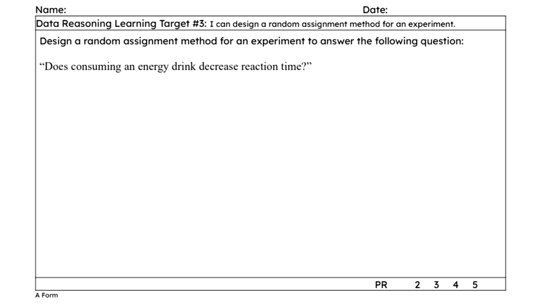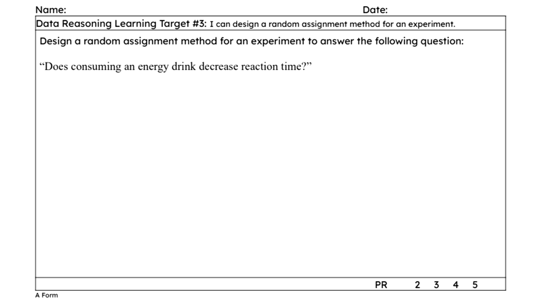So here I'd like to design a random assignment method for an experiment to answer the following question: does consuming an energy drink decrease reaction time? And reaction time is how fast you respond to something, like if someone throws a ball at you and you catch it, or you're typing really fast. So does it make that time less, which means you're faster? So does consuming an energy drink make you faster?